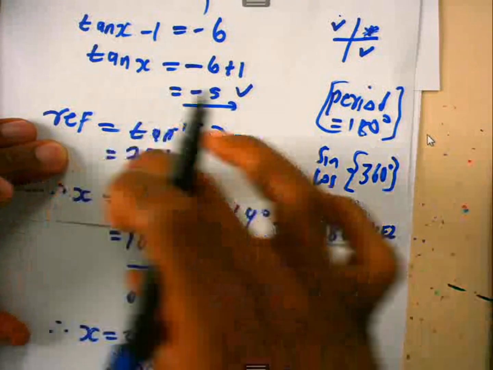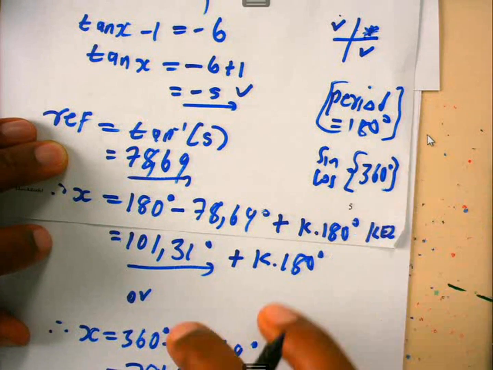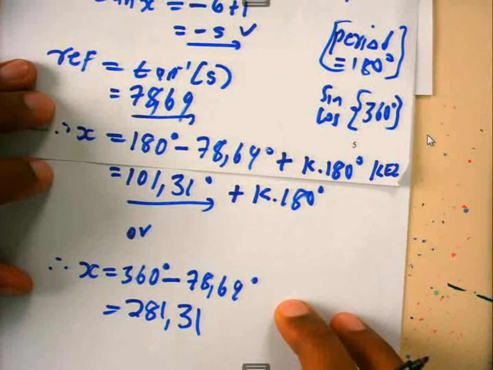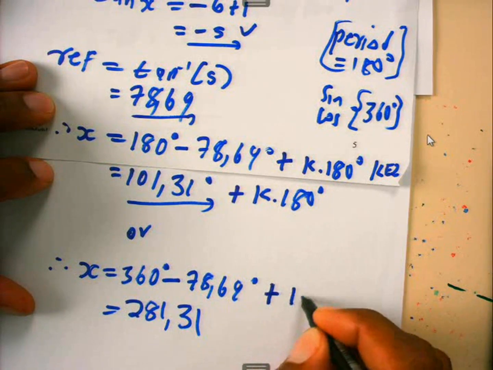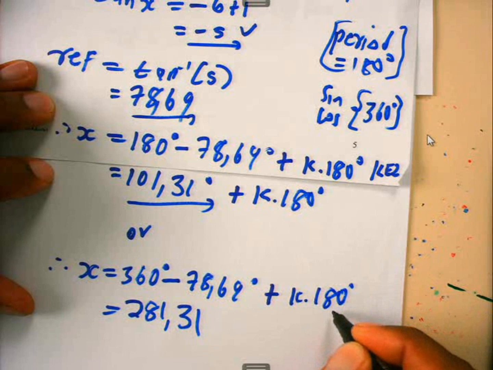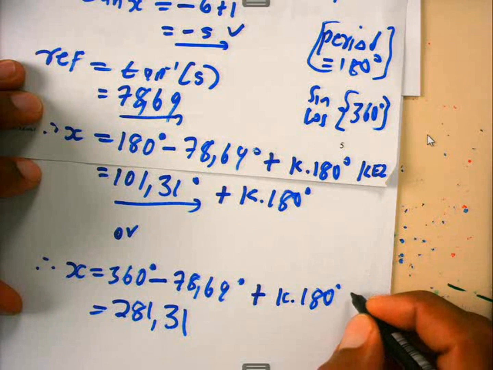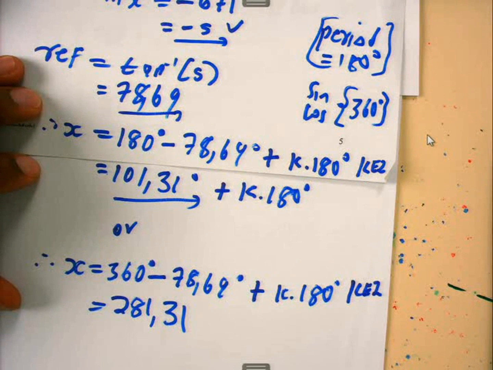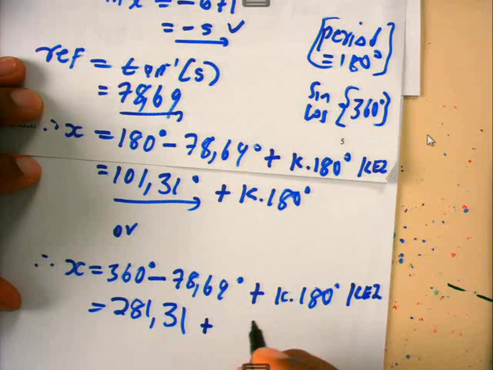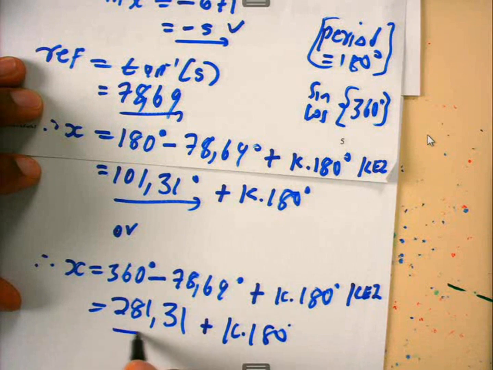For the first part, you have now written your answer as a general solution. For the second one, we do the same: 360 degrees minus 78,69. Of course, we must add k times 180. What is this 180? That is the period of the tangent. Please don't forget to indicate that k is an element of the integers. After you've simplified, that is 281,31, and we still have k times 180 degrees.